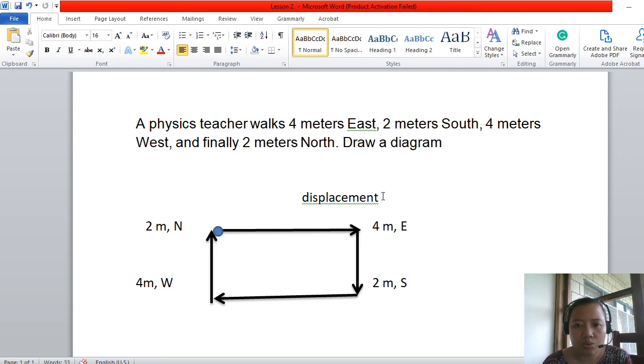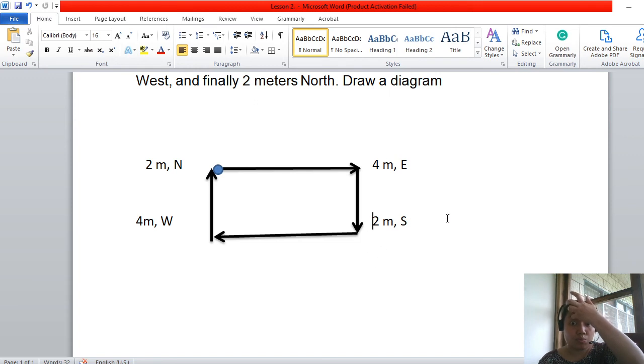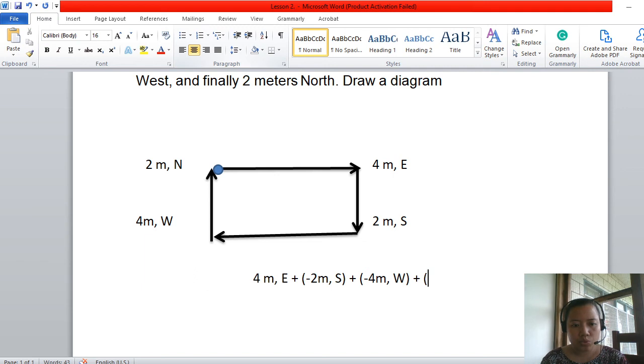Okay, so you have to get the total displacement, we can solve it this way, like 4 meters east plus south, going south, so 2 meters, that serves as a negative because it's south, and 4 meters west, since going west is negative, and then 2 meters north. Going north is positive.